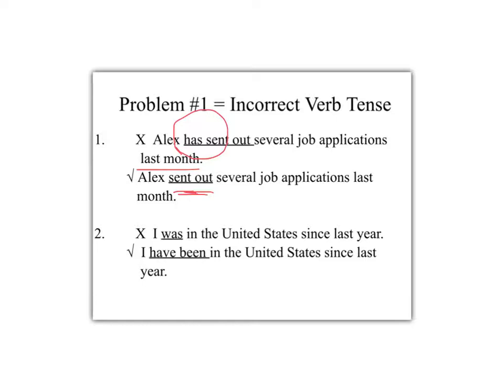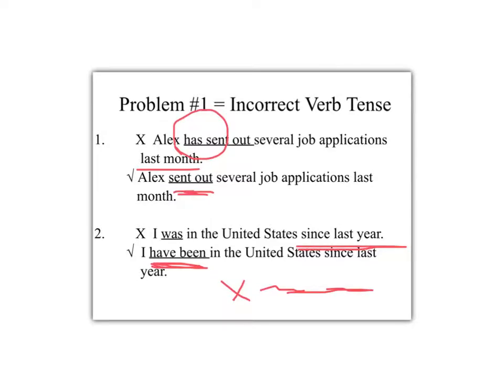In number two, we have another example. I was in the United States since last year. Well, since last year tells us that the action started in the past but is continuing, which means it cannot be was. It has to be in present perfect, that the action started in the past and is continuing now.